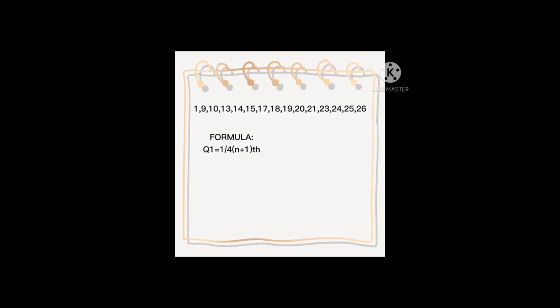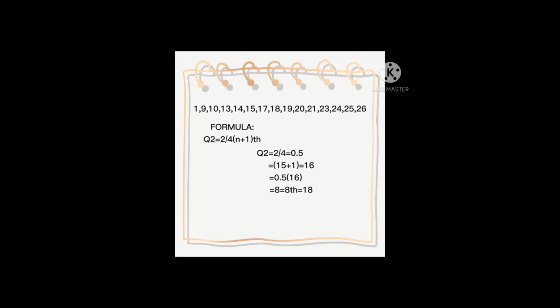So the formula of the quartile 1 is 1 over 4 multiplied by n plus 1. And to solve, the quartile 1 is equals to 1 divided by 4, which is 0.25. 15, which is the n plus 1, is equals to 16. So 0.25 times 16 is equals to 4. So the 4 is the fourth position. And then, hanapin lang natin sa set of scores na meron tayo yung pang 4th position. So yung pang 4th position na meron tayo sa set of scores is yung number 13. So the answer is number 13.